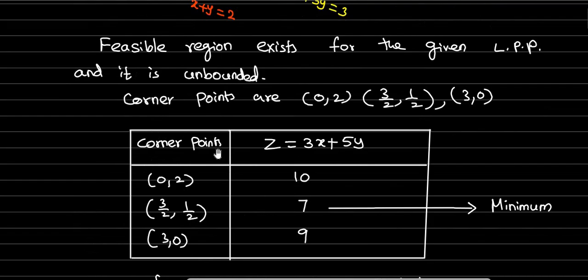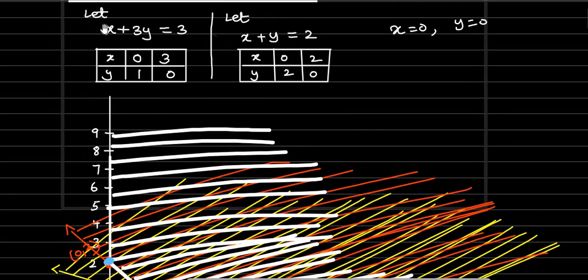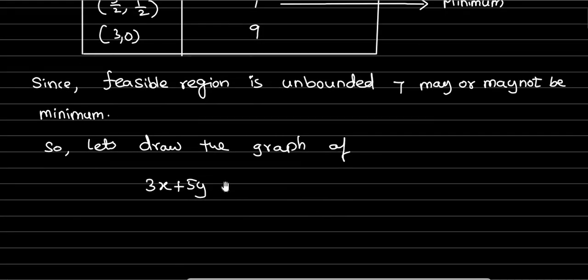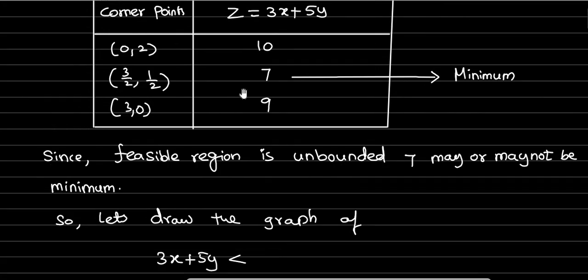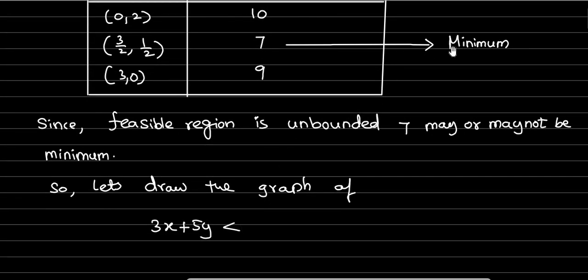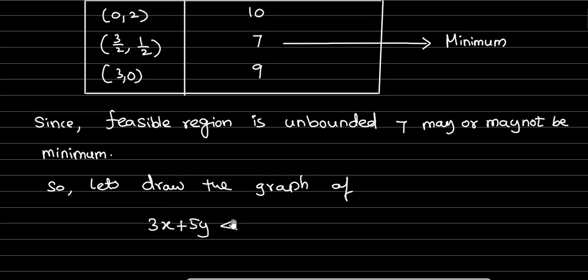And in the question, what are they asking here? They said minimize only. So we found the minimum value, right? Minimum means less than symbol. In case of the same unbounded region but maximize, when we are finding the maximum value, then 3x plus 5y greater than 10. You understand? They said minimize, so we use the less than symbol. We need to draw the graph of 3x plus 5y less than 7.